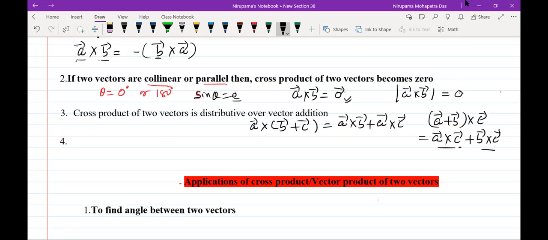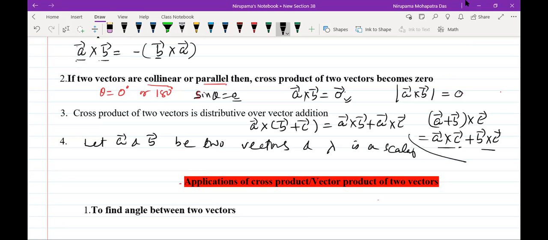And the fourth property: let A and B be two vectors and lambda is a scalar, any number, just like 2, 3, 5, minus 2. So lambda times, the scalar multiple of A, lambda A cross B, is equal to, so lambda can be anywhere, you may write lambda into A cross B.